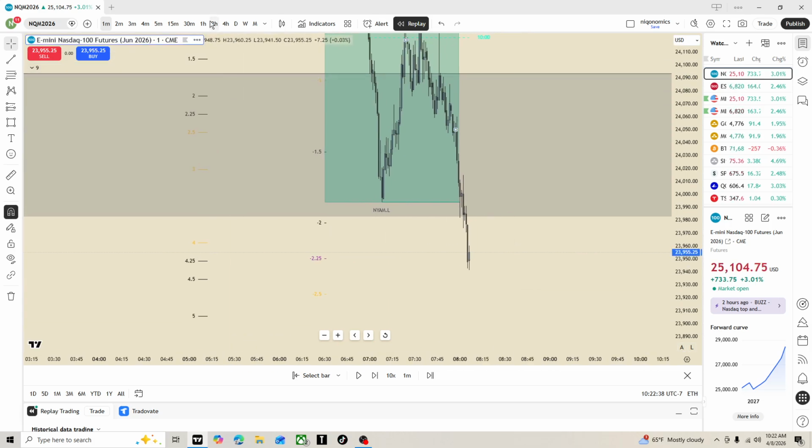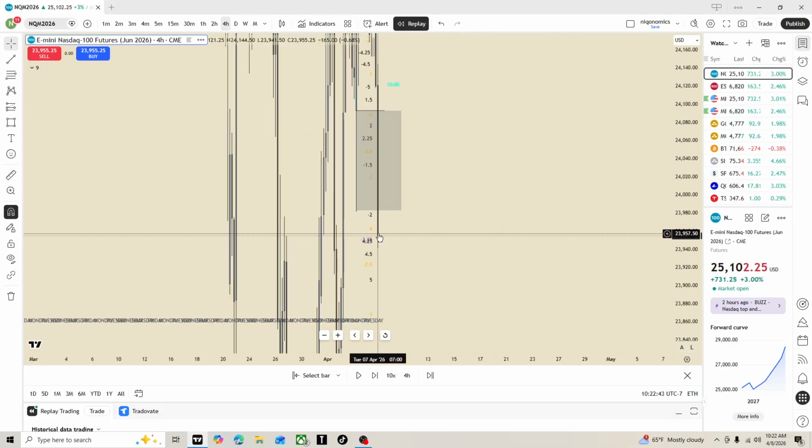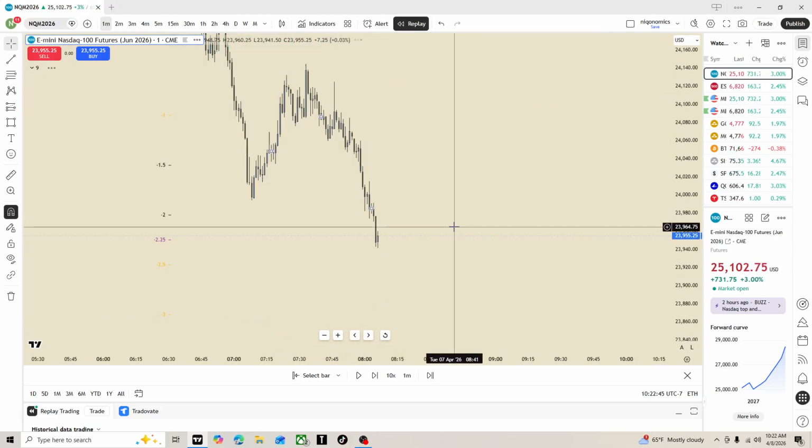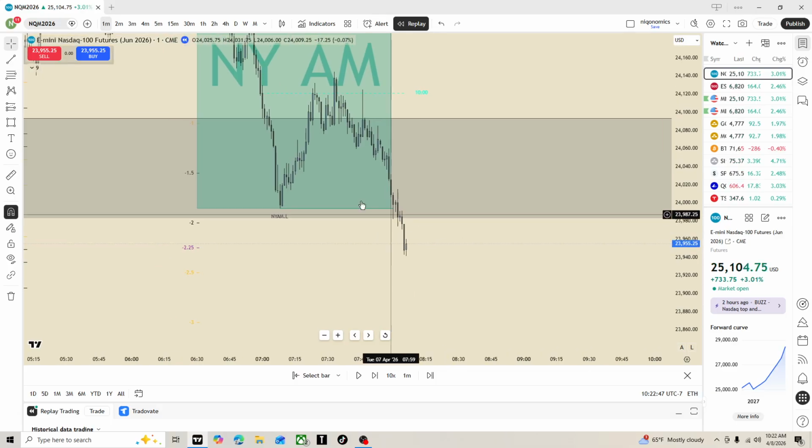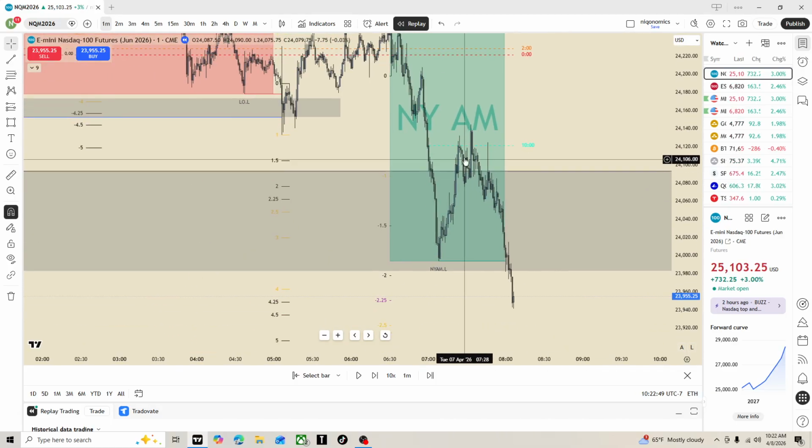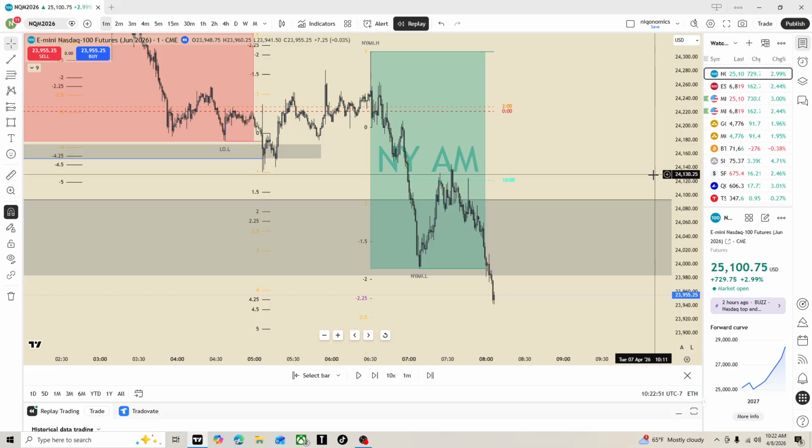And now we just need to see this 4-hour rejection block hold. If you look at this 4-hour candle, you can see it opened at 7. We still have 3 hours left, so we can expect this to be a manipulation down into distribution up.